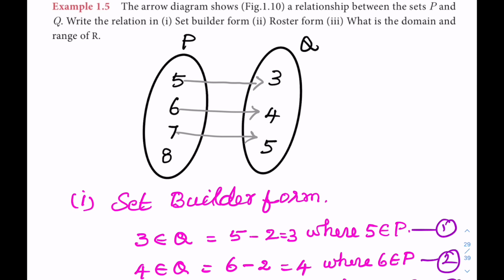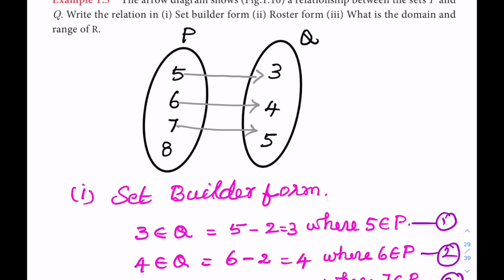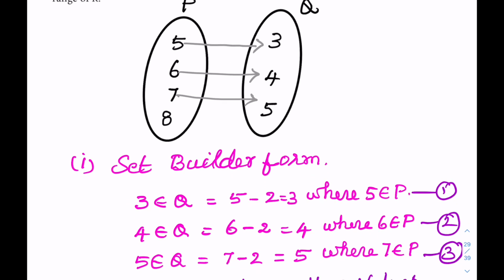So 3 belongs to Q. That 3 which belongs to Q, we can write it as 5 minus 2, which is equal to 3. 5 is from our P. Similarly, 4 which belongs to Q, we can write it as 6 minus 2, which is equal to 4. 6 we have taken from P. 5 belonging to Q, we write it as 7 minus 2, which is equal to 5, where 7 is from our P. So for every 3 belonging to Q, we can write it as 5 minus 2 equal to 3, where 5 belongs to P. For every 4 belonging to Q, we can write it as 6 minus 2 equal to 4, where 6 belongs to P. And for every 5 element of Q, we can write it as 7 minus 2 equal to 5, where 7 belongs to P.